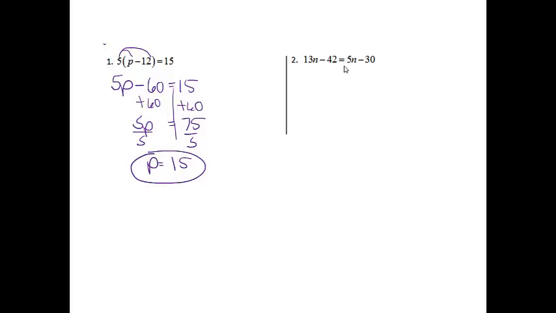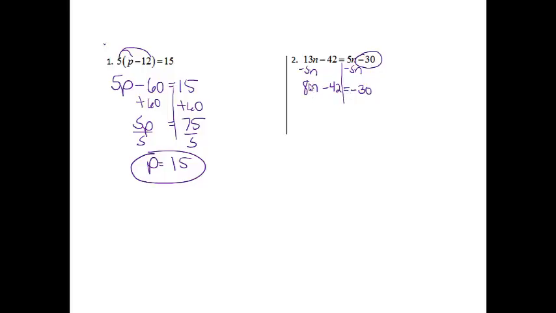Number 2, again, if you would like to draw your line down the equal sign, that's great. We have n's on both sides of the equation, so I always like to get rid of the n on the right side. So to get rid of a positive 5n, we're going to do minus 5n to both sides. Notice I did put it over with the other n. 13n minus 5n is 8n minus 42. And then on the right side, we still have negative 30 left. We have an equal sign in between.